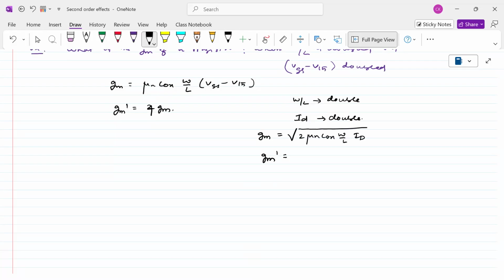It should be 2 times. The 4 is there, and the square root of 4 is nothing but 2. Therefore, 2 times GM. W by L is 2 times and ID is also 2 times, 2 into 2 is 4. Take 4 common from the square root, it becomes 2. Right?